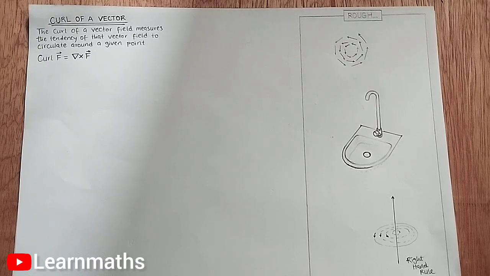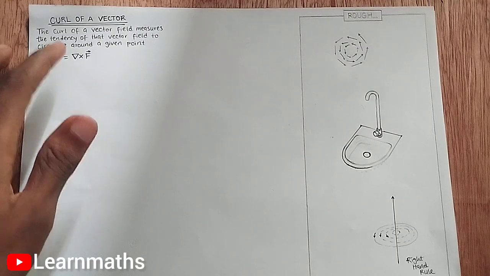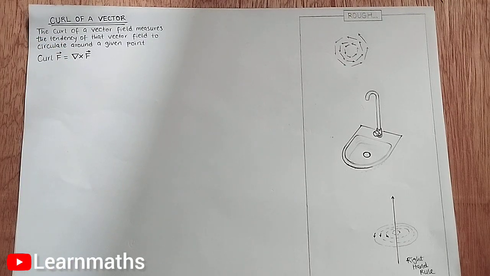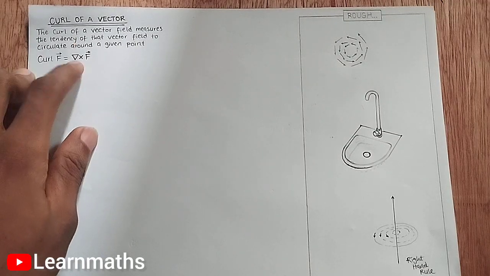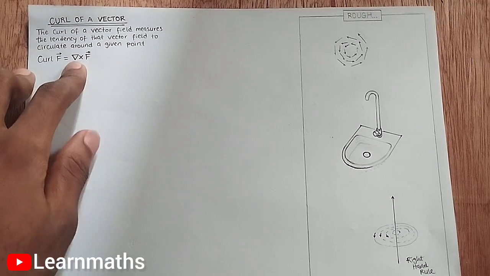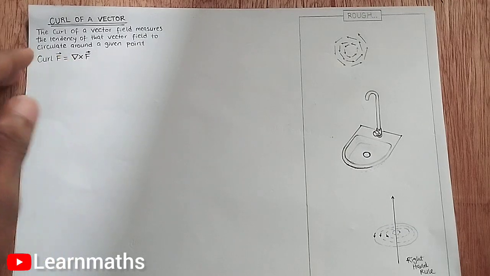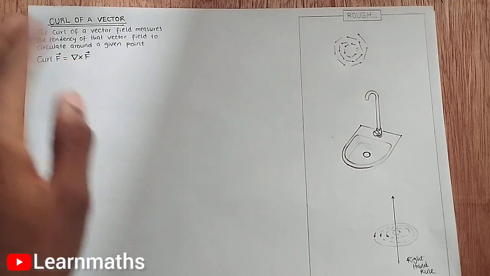Today we're going to be looking at the topic: curl of a vector. Now the curl of a vector field measures the tendency of that vector field to circulate around a given point, right? And it's given by this formula: curl of this vector f, the vector product this time around, as the cross product of delta and the vector itself.